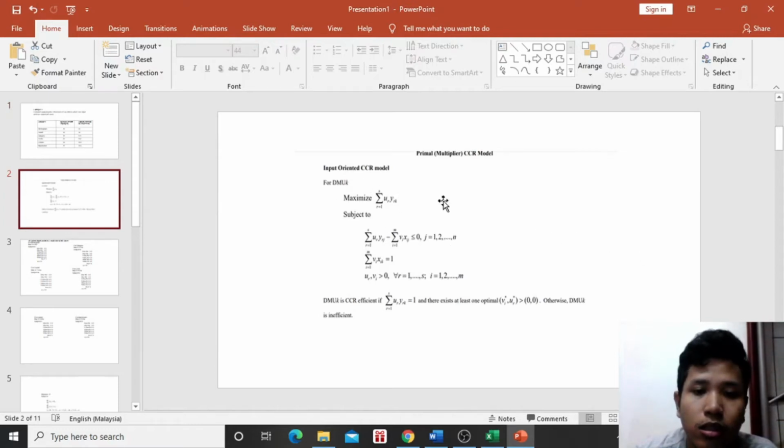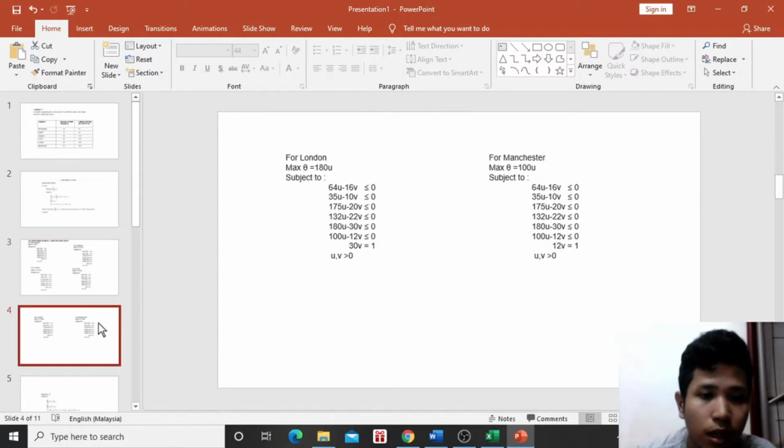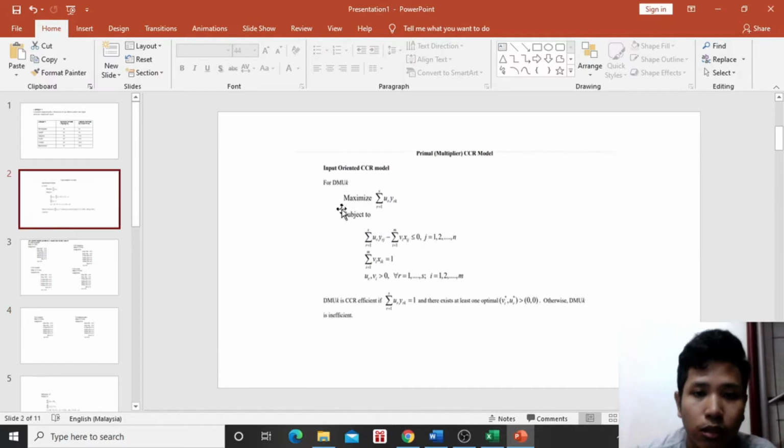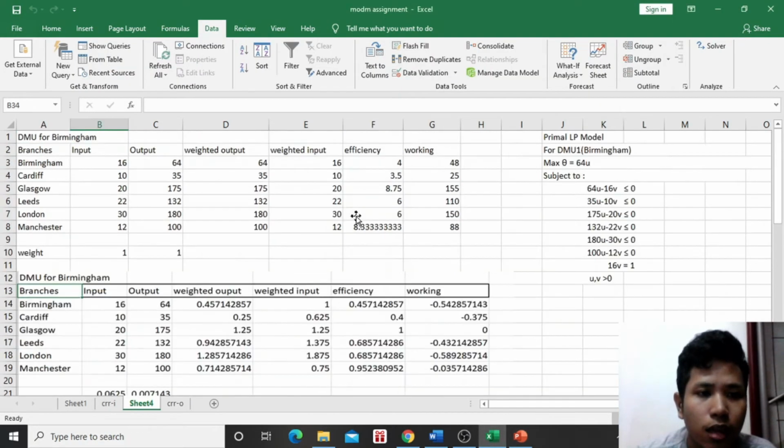Okay, so this is the formulation on how to do the primal model. This is what I got based on that formulation. So these are all the DMUs: Birmingham, Glasgow, Cardiff, Leeds, London, and Manchester. That's basically how to do the primal CCR model. Next I'm going to show you guys how to solve it in the solver.